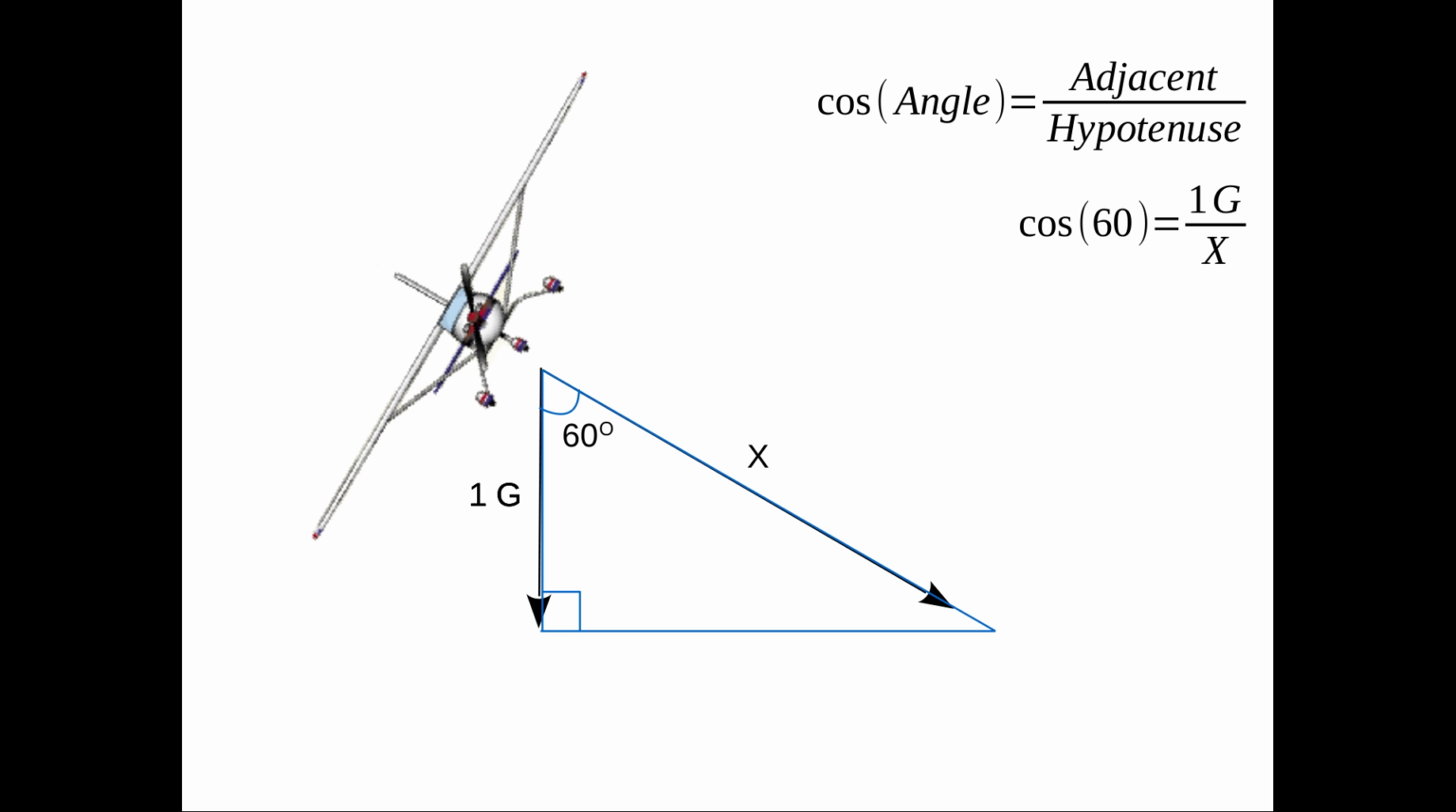So let's plug in our values. Cosine of 60 equals 1 g over x. Solve for it, and we get x equals 2 g's. Pretty straightforward. We go back to our question, look and see that 2 g's is one of our choices, and in fact it's even better than that, it is the correct choice.